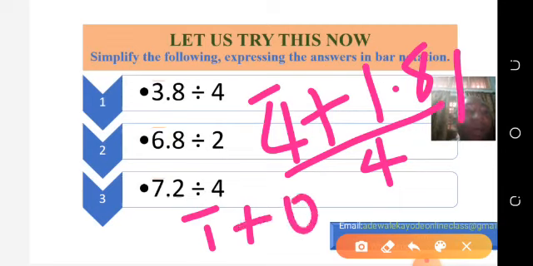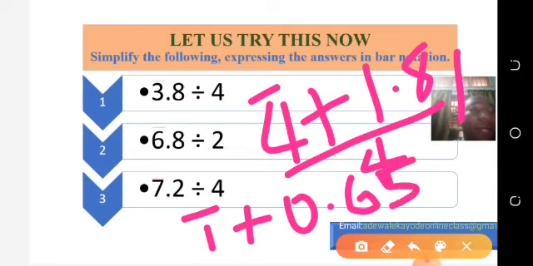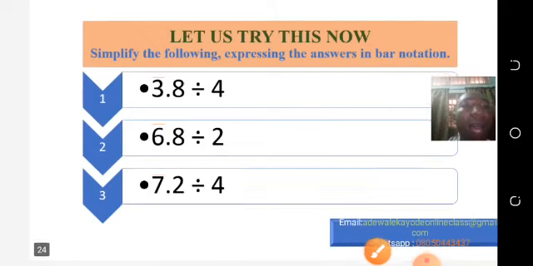That is 0. When you take that 1 to that side, that will give us what? 18. How many 4 can we see in that? Good. That is 4. 4 multiplied by 4. That is what? That is 16. It remains what? 2. Add 0 to that. That is 20. 4 in 20. That is 5. Good.